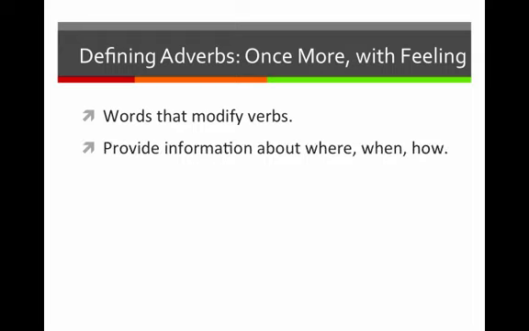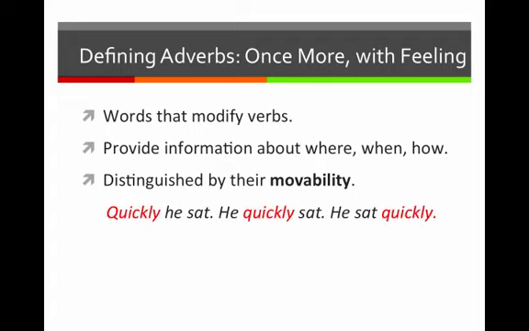Adverbs provide information about where, when, how, and why, versus adjectives that tend to tell you who or what. A lot of the time it's hard to tell the difference between an adverb and an adjective in a sentence, but we can always move adverbs around and everything still makes sense and works grammatically. Quickly he sat, he quickly sat, he sat quickly. And depending on your audience, as well as what comes before or after this sentence, you might choose to put your adverb at the beginning, the middle, or the end.